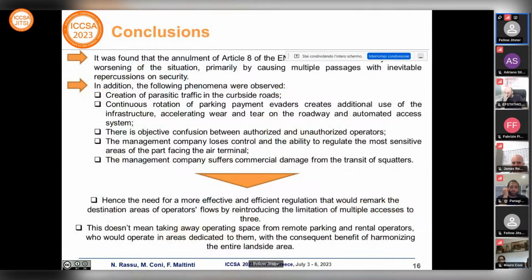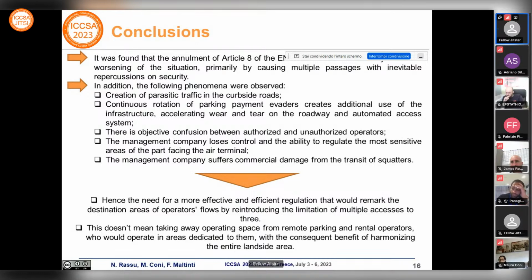In conclusion, it was found that the annulment of Article 8 of the ENAC ordinance actually created a worsening of the situation, primarily by causing multiple passages with inevitable repercussions on security. In addition, the following phenomena were observed: creation of parasitic traffic in the curbside road, and continuous rotation of parking payment evaders, which created additional use of the infrastructure, accelerating wear and tear on the roadway and automatic access system.